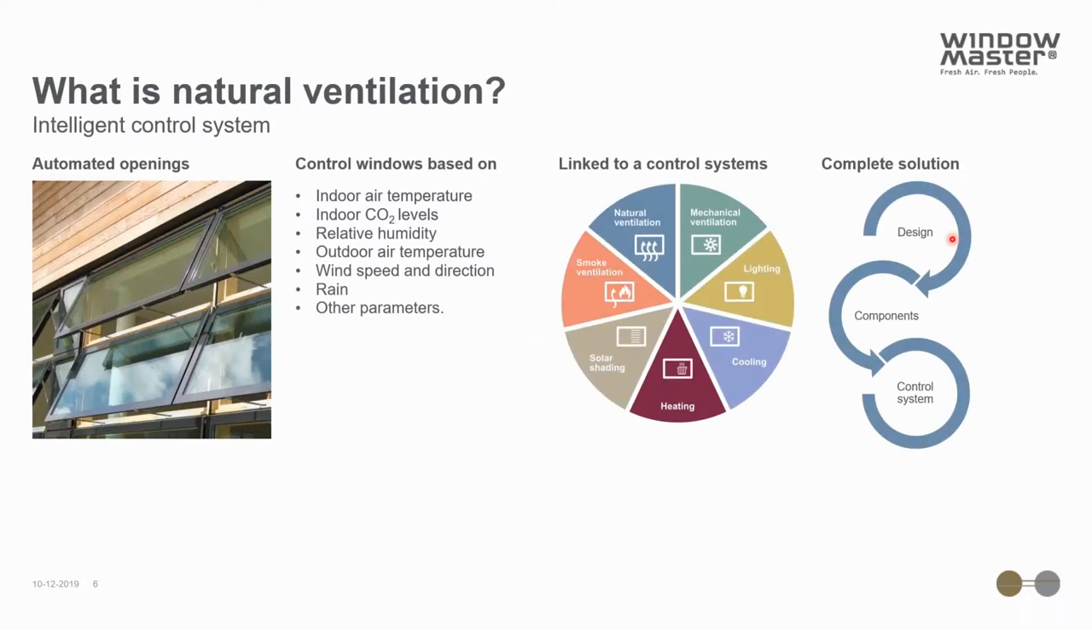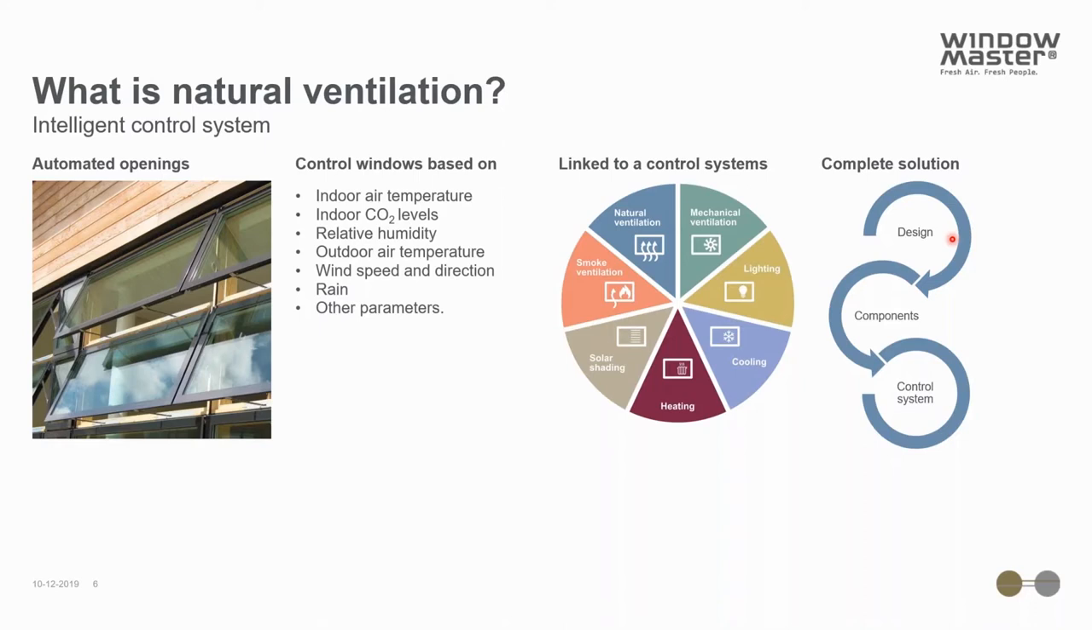When we look at natural ventilation, or maybe more correctly, a natural ventilation system, we really talk about an intelligent control system with automated operable openings that are controlled based on both indoor and outdoor conditions. So these operable openings should regulate indoor temperature, CO2 levels, and humidity, and they should also operate based on outdoor conditions. So of course the outdoor temperature, but also take the wind speed and wind direction into account.